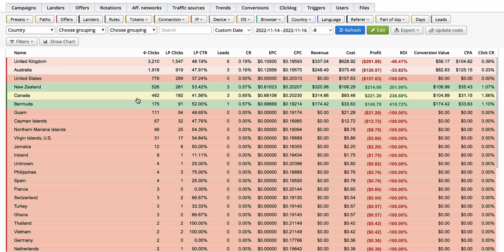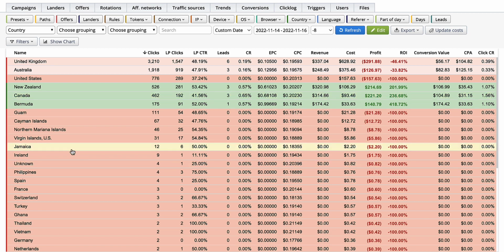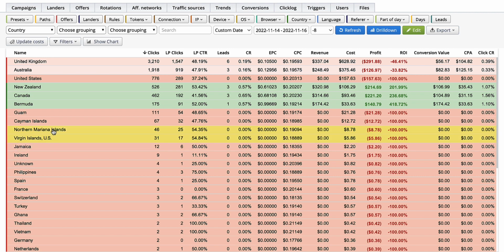So Bermuda is a British overseas territory. Cayman Islands is a British overseas territory. Guam is a US territory. Where else? Northern Mariana Islands, Virgin Islands. I don't know why Jamaica's in here, but you can see you've got US Virgin Islands, Northern Mariana, Cayman, Guam, and then I don't know why they've got these in, but obviously clicks come through from bots, reviewers, and people spying on ads.